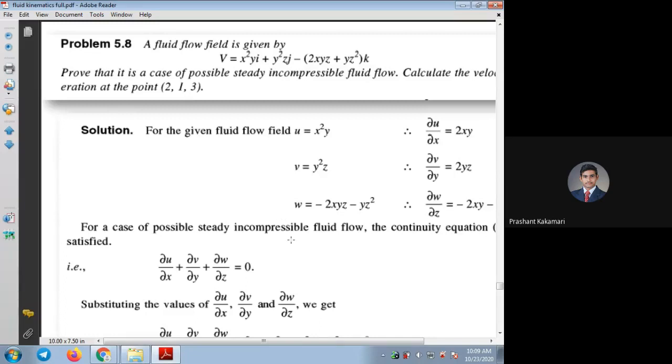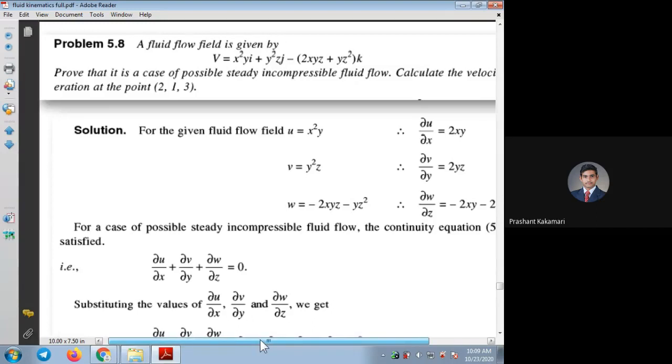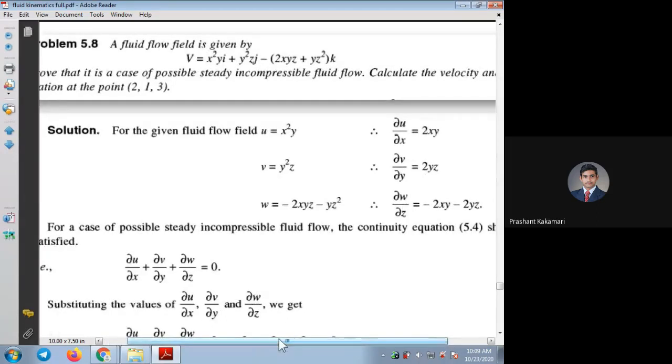Now coming to the given values of velocity in the xyz directions, they have written as we followed in the earlier problems. X direction velocity, small u, is x square y. V in the y direction, they have taken as y square z. In the z direction, they have considered small w, that is this complete bracket with a negative sign, so minus of 2xyz minus yz square. These are the three things they have considered.